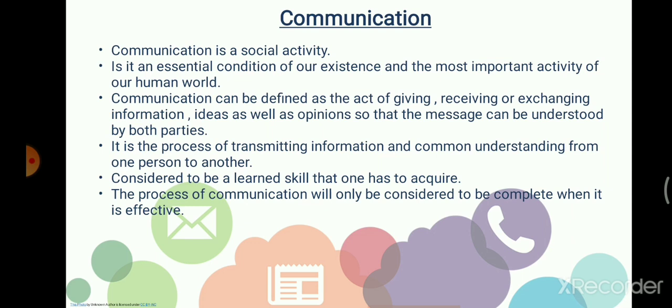The process of communication will only be considered to be complete when it is effective, when it results in or gives you output. Then only will the process of communication be complete. Otherwise, ineffective communication is not desired. If the process of communication is not effective, it serves no purpose. That is why it is important that the process of communication is always effective.